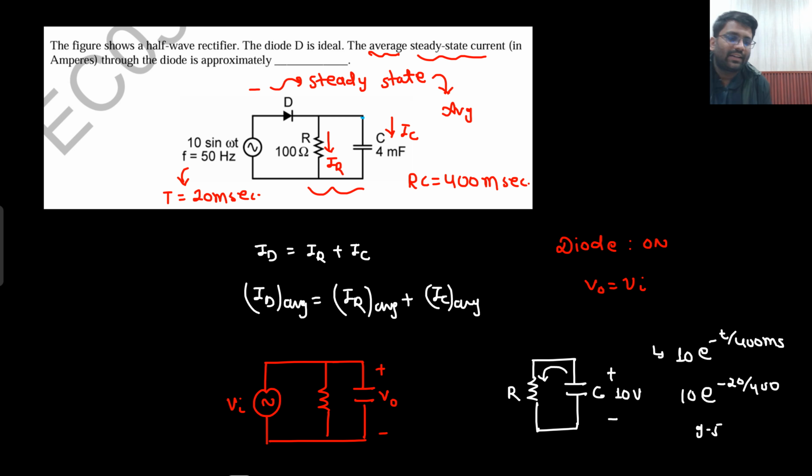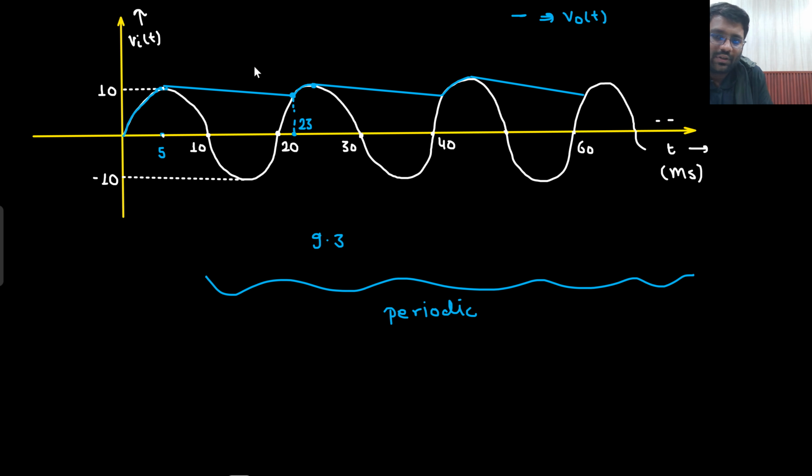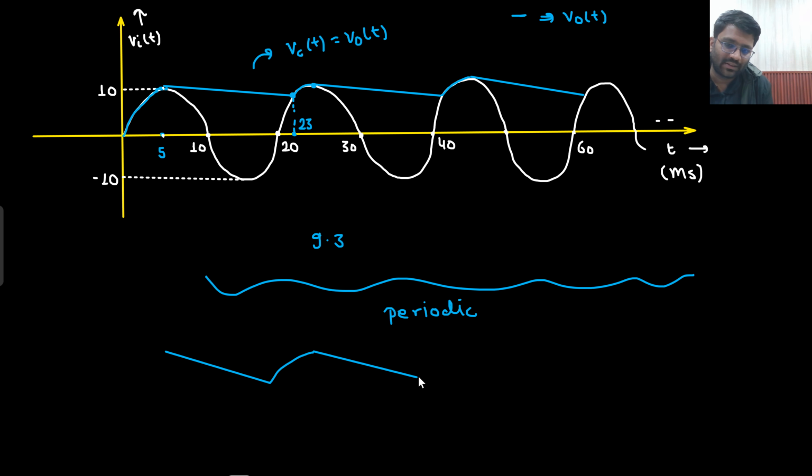Now what will be the current in the capacitor? This is the waveform. This is your, let us just say, VC waveform or V0T waveform at the steady state. This is not the steady state. This is just the initial first cycle. First cycle is never the steady state. At the steady state, this kind of graph I am getting, which is periodic.